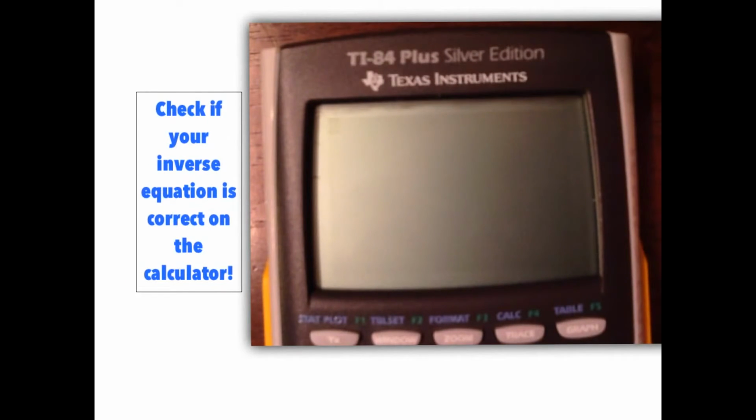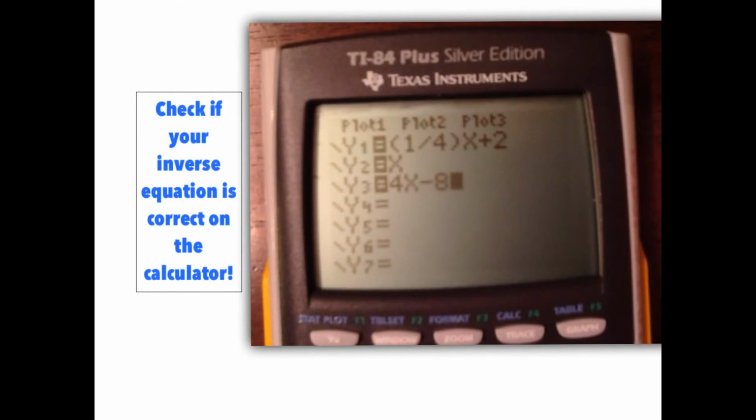Now you can use your calculator to make sure that the inverse equation is correct. You have to go to y equals, you plug in your original function, which was 1/4 x plus 2, and I like to put the fractions in parentheses. Next, you graph your parent linear function, y equals x. And last, you plug in your inverse equation, which we found to be 4x minus 8.